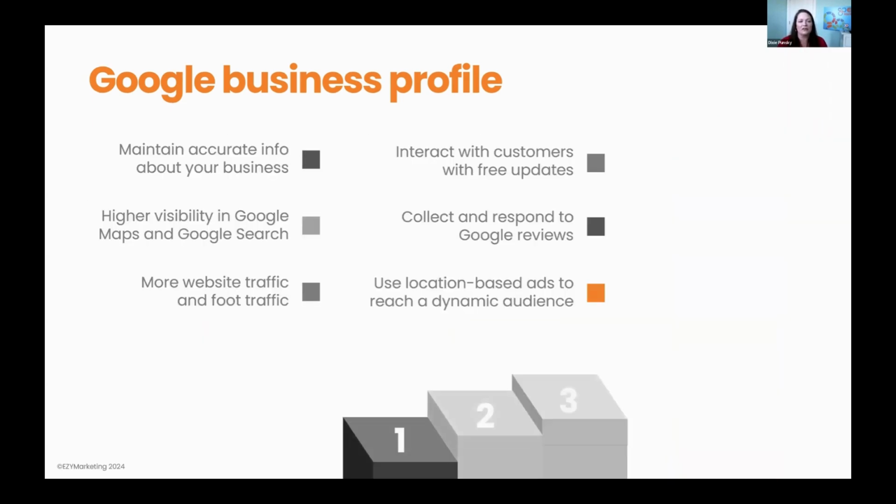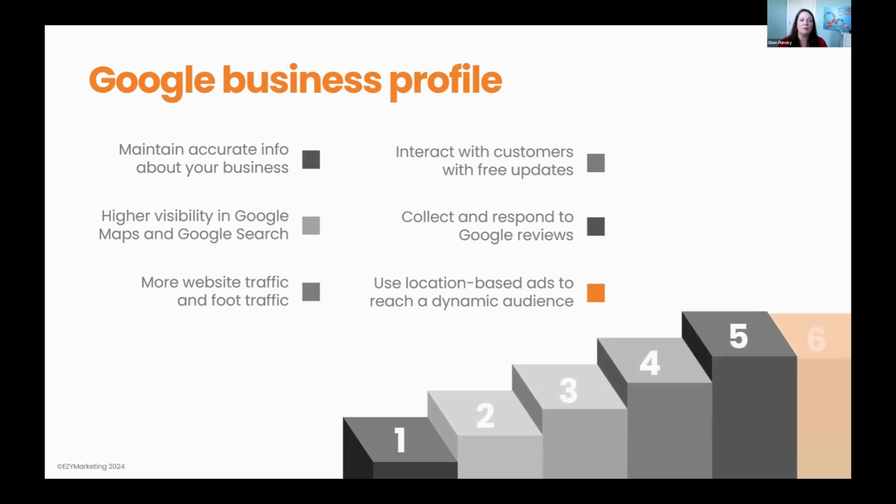So a little bit more about the features. Google Business Profile is going to help you maintain accurate information about your business on Google. People are going to Google first and ask questions later. So you want your profile to be optimized with accurate information and high quality photos. It also is going to help you gain greater visibility on the maps and the search. So basically it's going to help you get discovered. It can help increase your traffic, both your website traffic and foot traffic to your location. It can help you interact with customers through free updates.